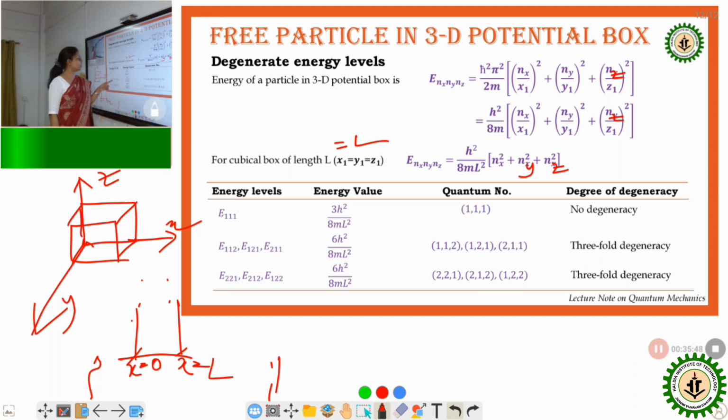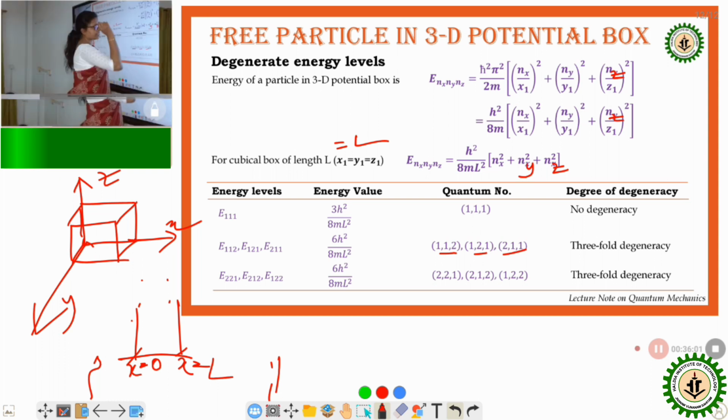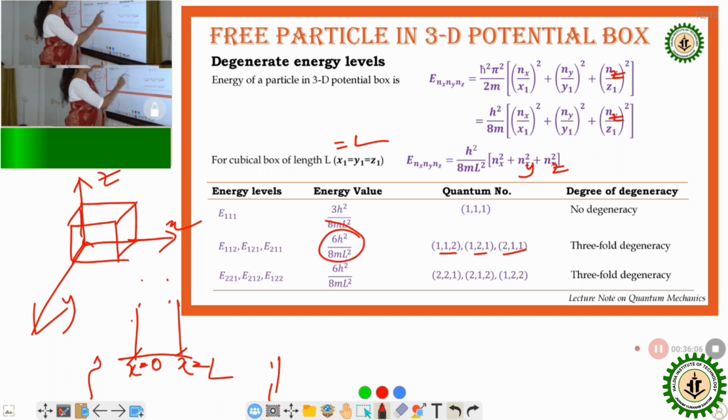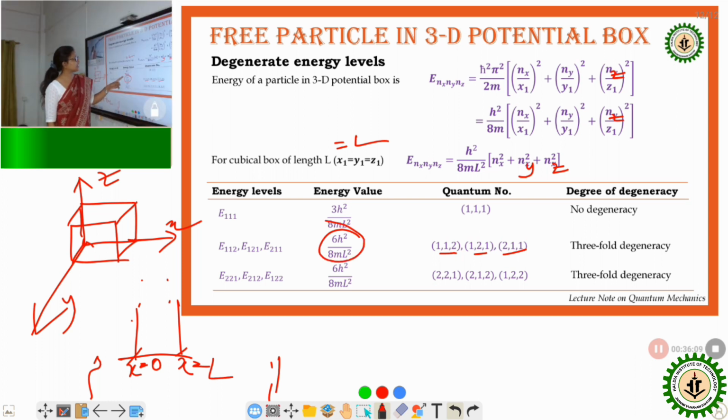If you give a combination of 1, 1, 2, you can write 1, 1, 2. You can write 1, 2, 1. You can write 2, 1, 1. For all these three states, you will get the similar energy, that means the energy value will be 6h square by 8ml square. So you are getting a similar energy, but three energy states accordingly. That means threefold, we are saying it is threefold degeneracy.